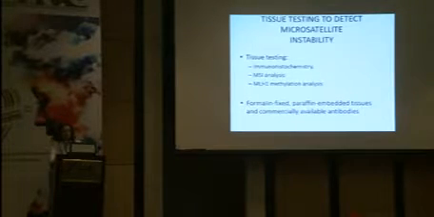Okay, so how do we diagnose this in the lab? We have tissue testing in the form of immunohistochemistry. It's very convenient. You can use formalin-fixed paraffin-embedded tissues and commercially available antibodies. And you have the MSI analysis by PCR and the MLH1 methylation analysis. And I'll show you examples of that.